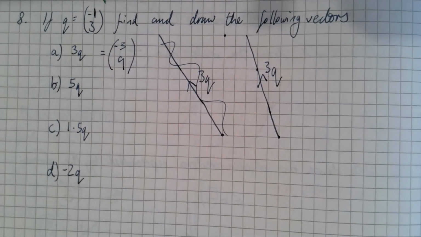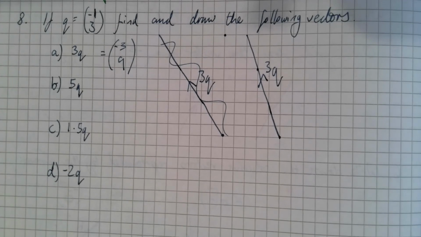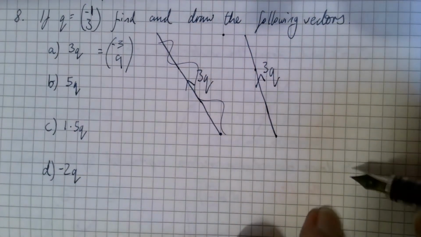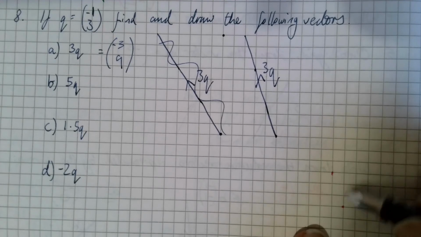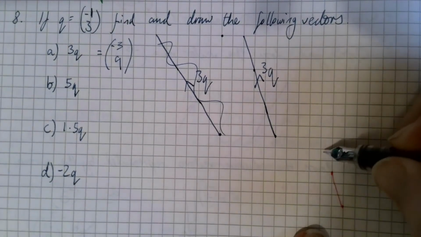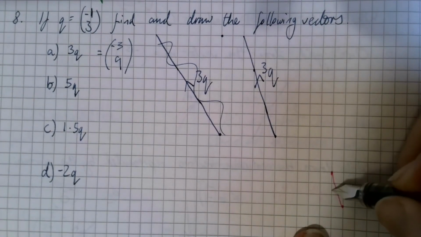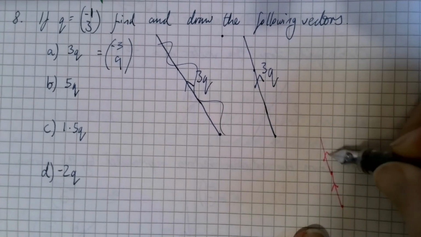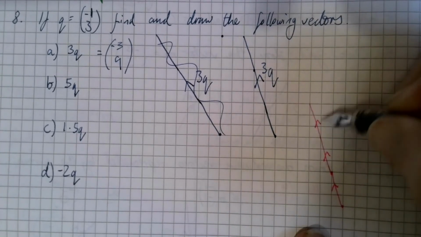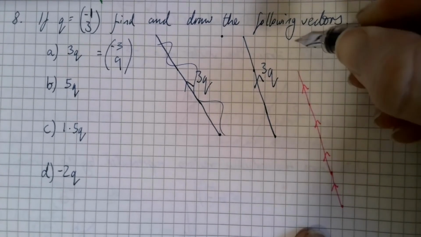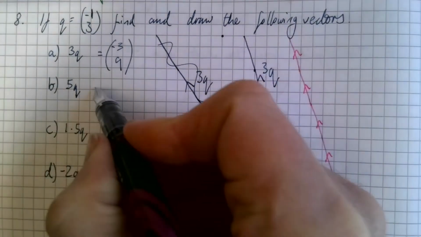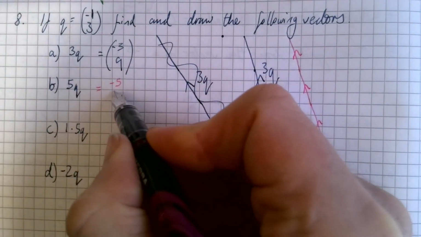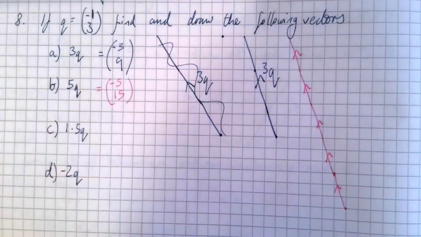Now if we do that for 5q, that's going to be the same idea but going even further. So that's negative 1, 3, once, twice, 3 times, 4 times, 5 times, and if you count all of those up, you should get negative 5, and 5 3s are 15.